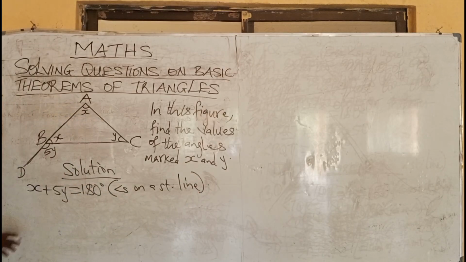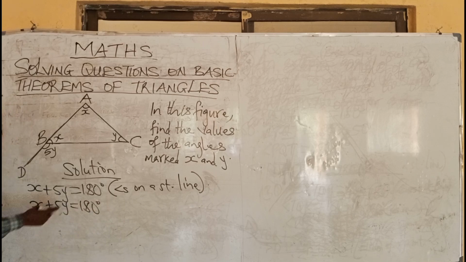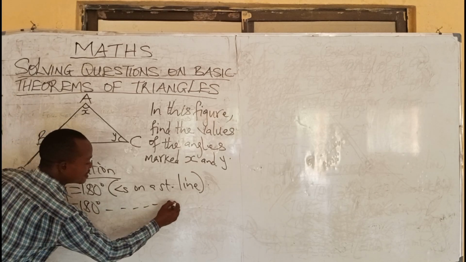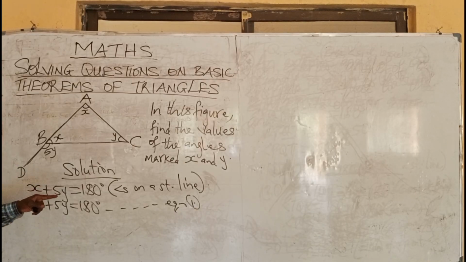Now, what can we do? We cannot do anything further here, because these are unlike terms, and unlike terms cannot be added. So we just take it, x plus 5y equal to 180 degrees. Since nothing can be done, we regard this as equation 1. That tells you something: we are going to solve simultaneous equations. So we've gotten equation 1. Now let's go back to the figure.